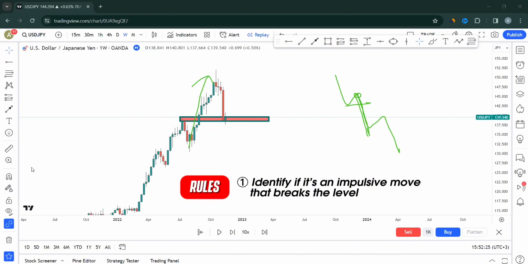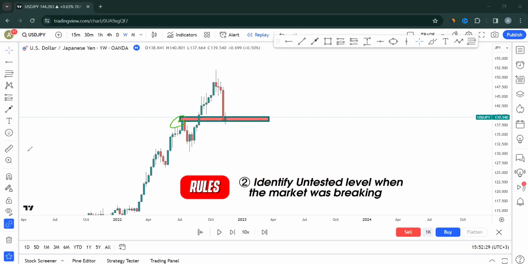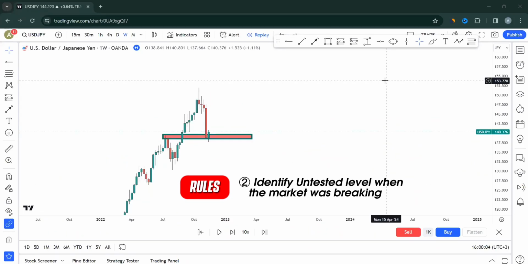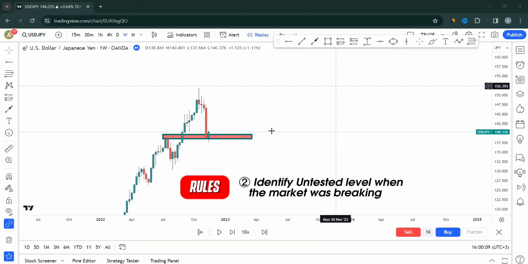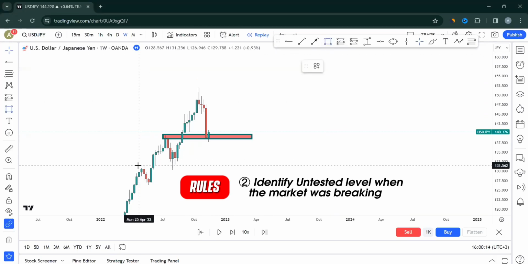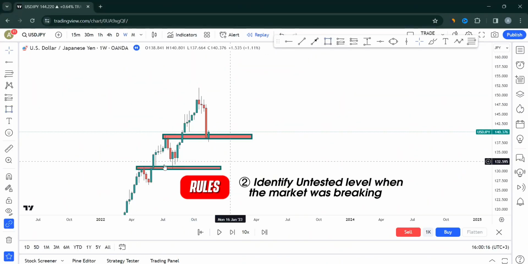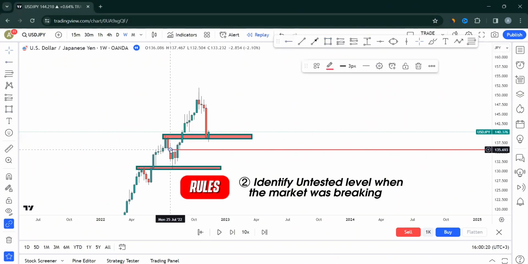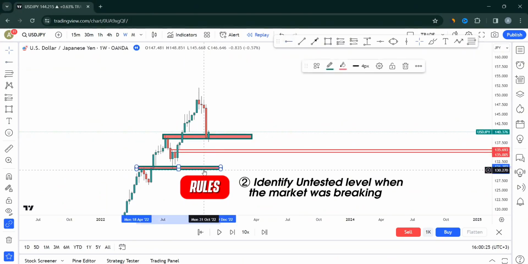Then secondly, remember we have identified this obvious level. Now after this, we're going to identify which level was not tested when the market was breaking. Are you getting it? So we have said the next step is identify the untested level. So if you look at this, we have marked this level. Where's the next untested level? We remember we said that this level here was tested. The market came and tested it. So the untested level we can identify here is this middle level here. I'm just going to mark it with 2 lines here like this. You see? So I'm just going to delete this, right?